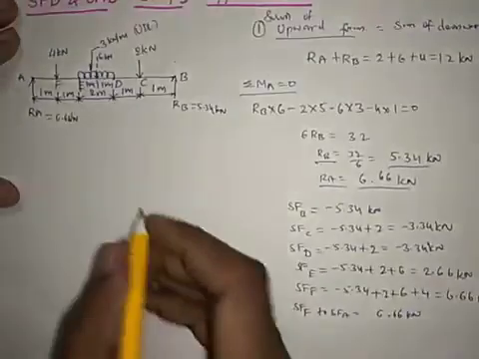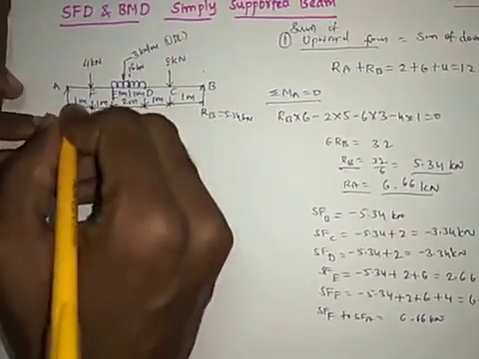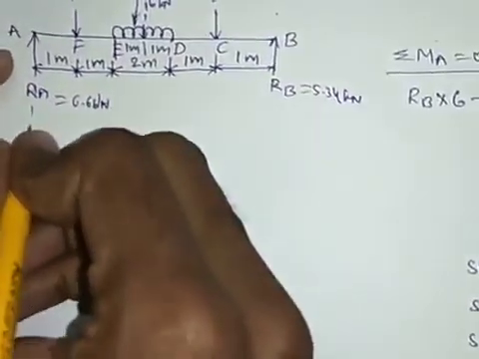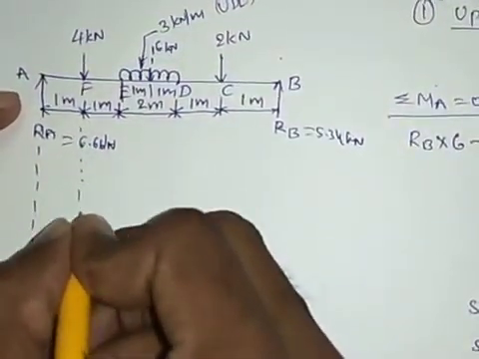Now to draw the shear force diagram, take lines from all these key points. These are called key points. Take all vertical, dotted vertical lines from all these key points like this.